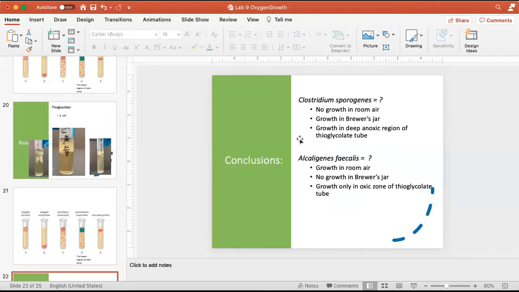All right, so the Clostridium sporogenes, just to summarize, wouldn't grow for us in room air at all. It grew in the brewer's jar, though, and grew in the deepest anoxic regions of the thioglycolate tube. This is classic for an obligate anaerobe. Alcaligenes grew happily in room air, no growth in the brewer's jar. It grew only in the oxic zone of the thioglycolate tube, an obligate aerobe.